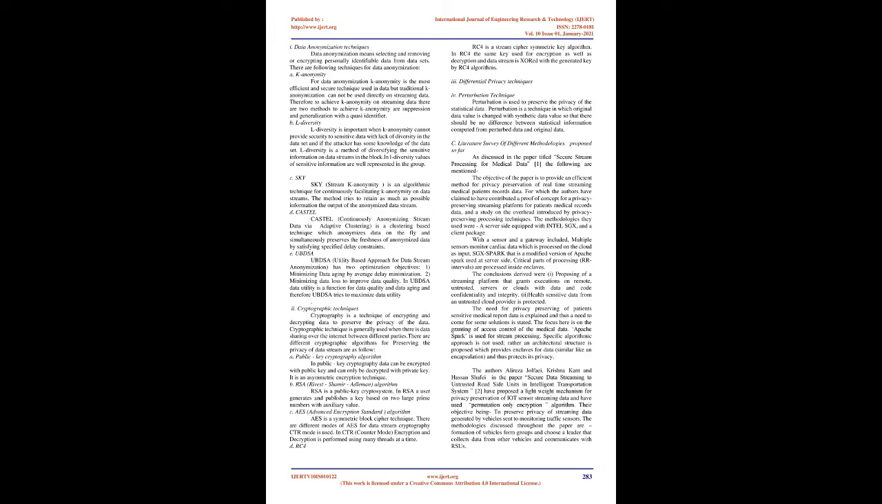A. Public key cryptography algorithm. In public key cryptography, data can be encrypted with a public key and can only be decrypted with a private key. It is an asymmetric encryption technique. B. RSA, Rivest-Shamir-Adleman, algorithm. RSA is a public key crypto system. In RSA, a user generates and publishes a key based on two large prime numbers with an auxiliary value.